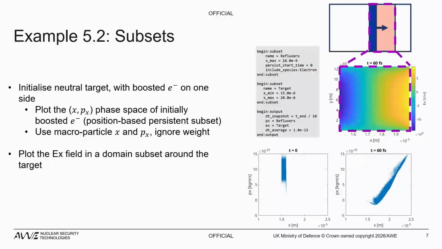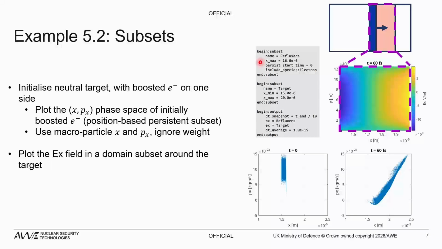Here's an example of what subsets look like for both particles and fields. In this example, we've got an output block again, where for px, the momentum in the x direction, instead of saying print it always, we'll just say print the refluxes. And refluxes is a subset which we've defined up here, which says give me a persistent subset, so always track the same particles starting at time 0, provided that they are up to this maximum x position, so everything less than x max will be saved by this persistent subset.